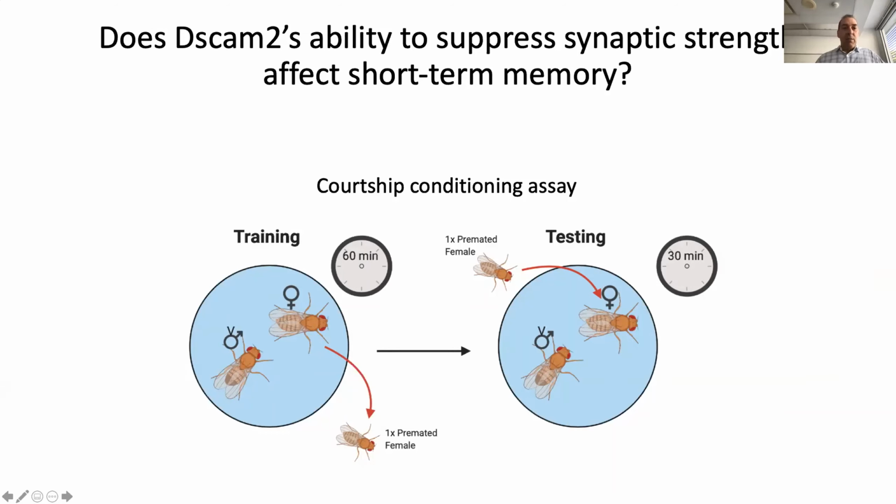So then we take that same male and put him in a different arena with a different pre-mated female and ask how much time he spends trying to court her. If he's learned that females don't like him, he should court less. And that's the learning that we're measuring.